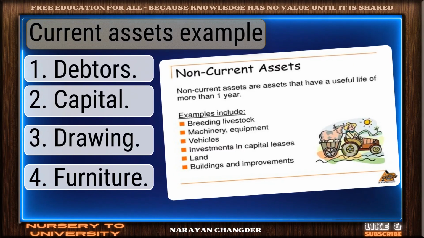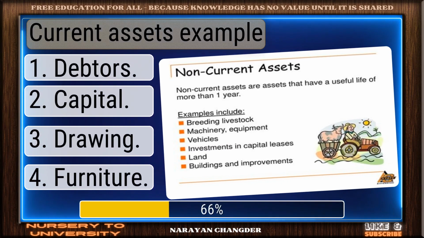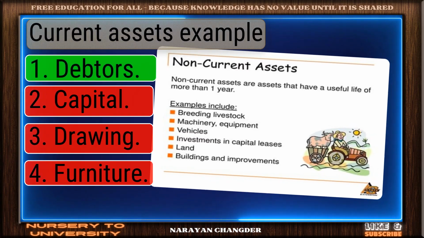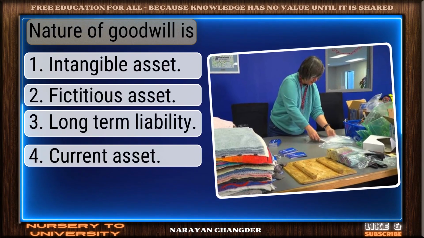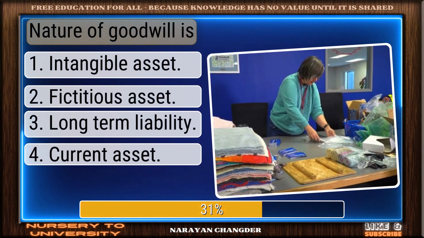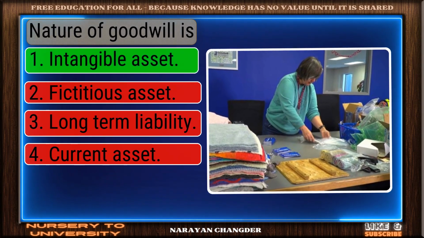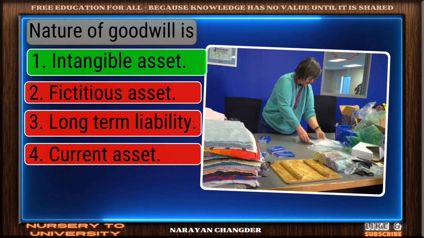Current assets example. Correct. Debtors is the right answer. Nature of goodwill is. Excellent choice. Intangible asset is the right answer.